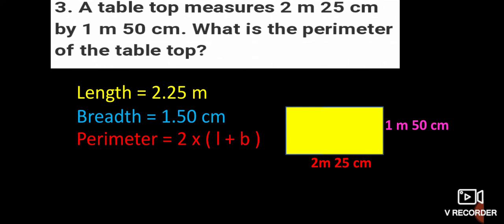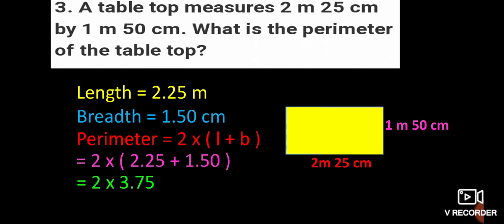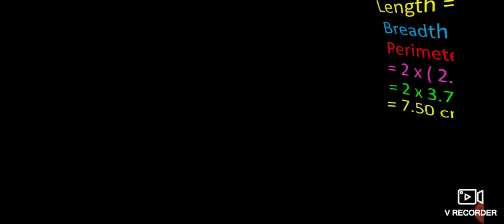Perimeter equal to 2 into (L plus B). That is 2 into (2.25 plus 1.50). First we add these two, then we will get 3.75. Then 2 into 3.75. When multiplying, we will get 7.50 meter. 7.50 meter, not centimeter.